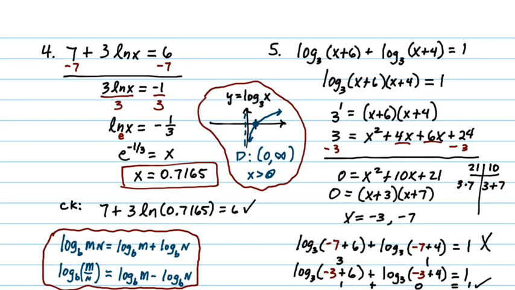Our only answer here that works is the -3. All right, let's move on to number 6. So notice here, this is very similar to what we were just doing. The only difference is we have two logs on the left and they're subtracted. So we have a difference of logs.